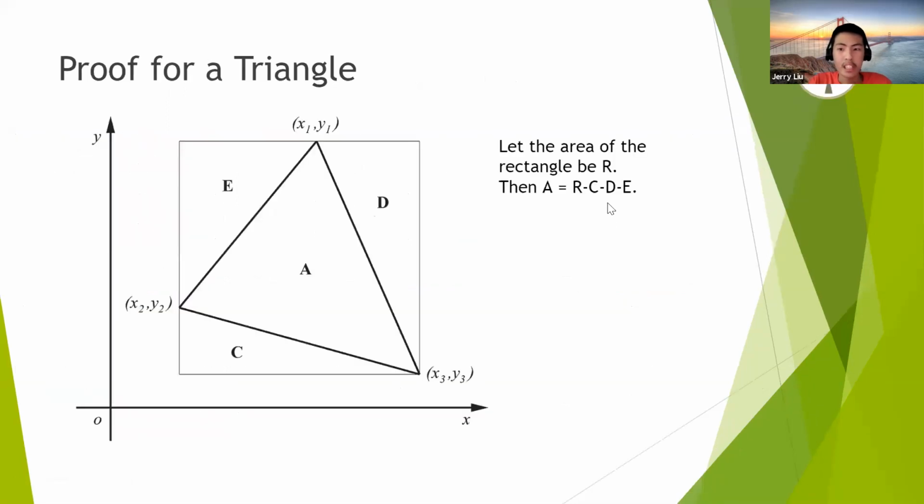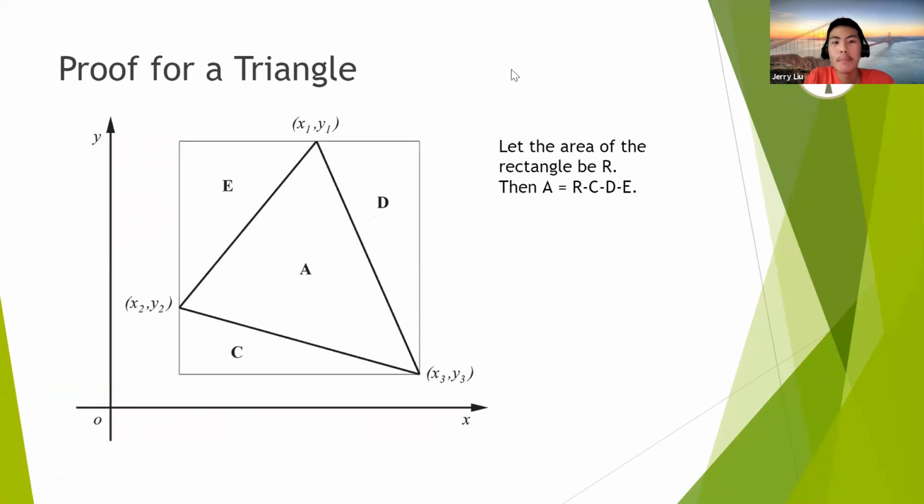Our next discussion is to prove this formula for a triangle. There are other more general proofs of the formula, but a lot of these are way too complicated for the scope of this course. They can go into calculus and other fields that we will not discuss.